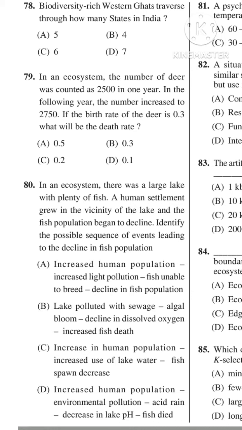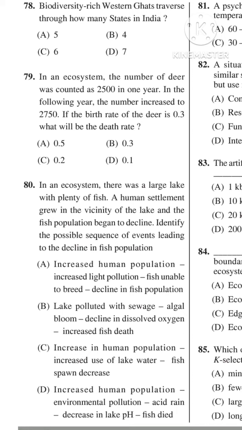Now question number 80. In an ecosystem, there was a large lake with plenty of fish. A human settlement grew in the vicinity of the lake and fish population began to decline. So try to understand this paragraph. Here there is a decrease in the fish diversity due to increase in the human population. Most of the time you might look at options A, C, D, and increase in population comes to your mind, but options A, C, D are wrong.